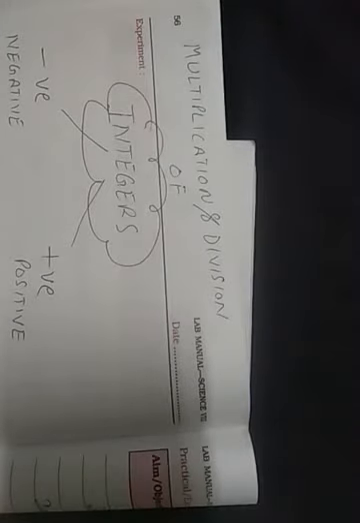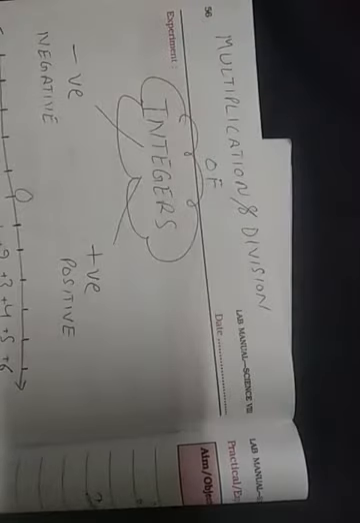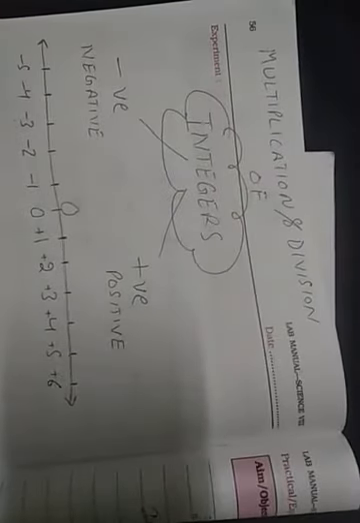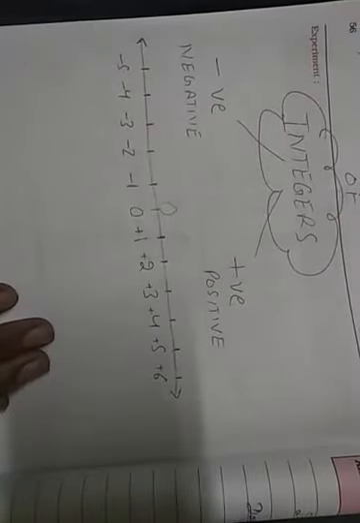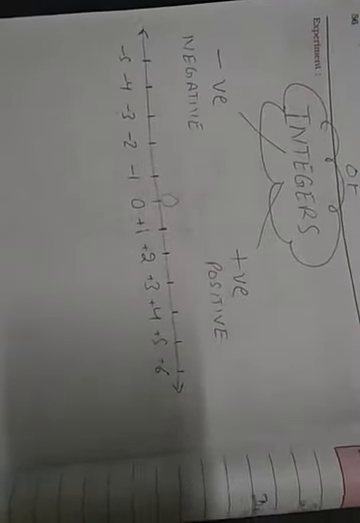Today's topic is multiplication and division of integers. We have studied integers in our last lecture, and now we are very familiar with them. Integers are of two types: positive integers and negative integers. As per the number line, 0 is the central value, the positive ones are on the right-hand side of 0, and the negative ones are on the left-hand side. But today's topic is multiplication and division of integers.